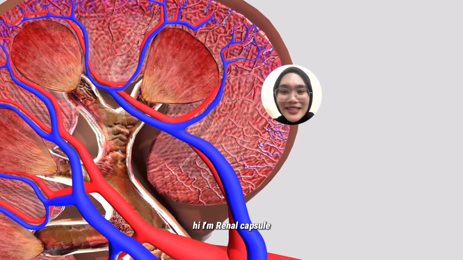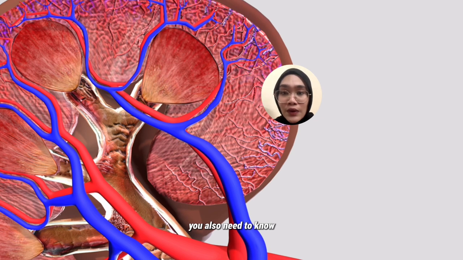Hi, I'm Rena Capsule. I'm located outside the renal cortex, which is the outer layer of the kidney. I am a top fibrous layer that surrounds each kidney. I am a protective covering made up of connective tissue, whose primary function is to provide structural support to the kidney and help maintain kidney shape. I also protect the kidney from external damage and act as a barrier that helps prevent infections or the spread of infections to the kidney.